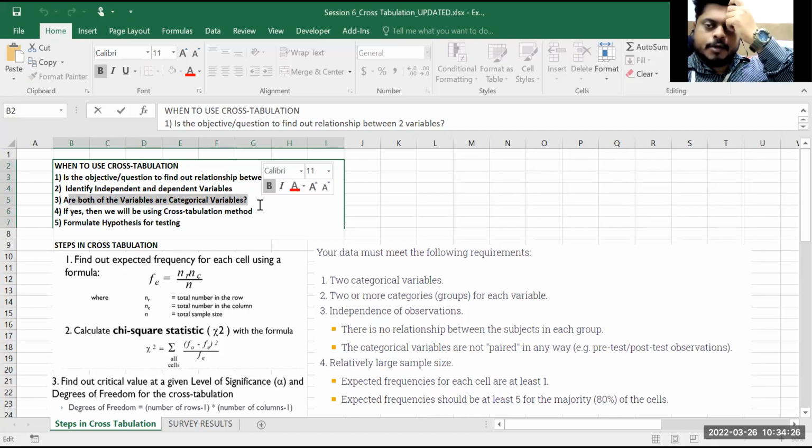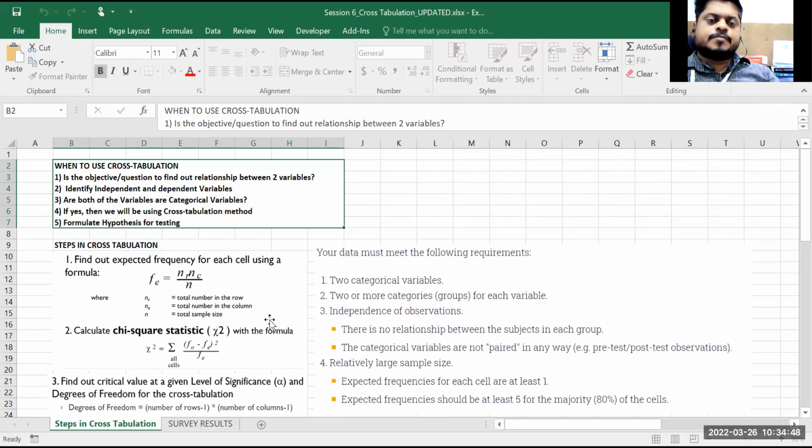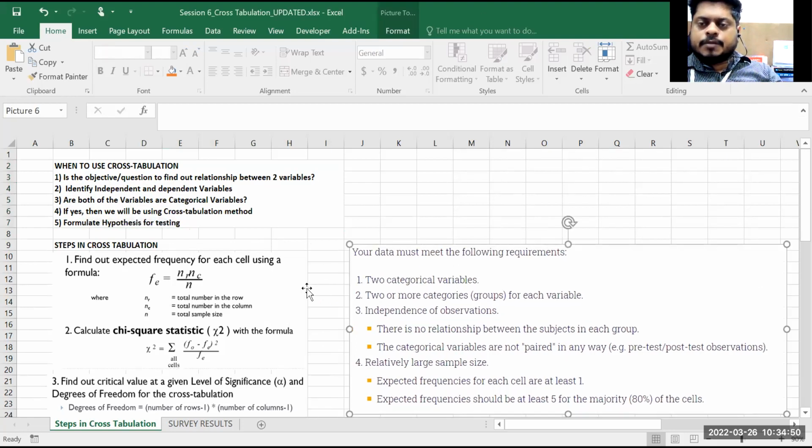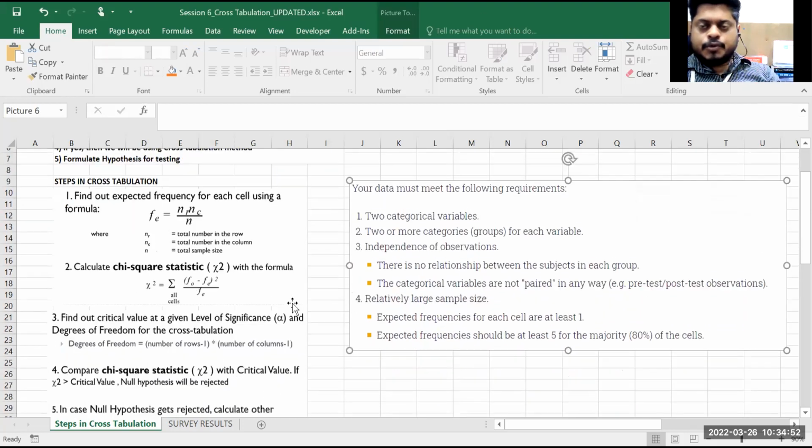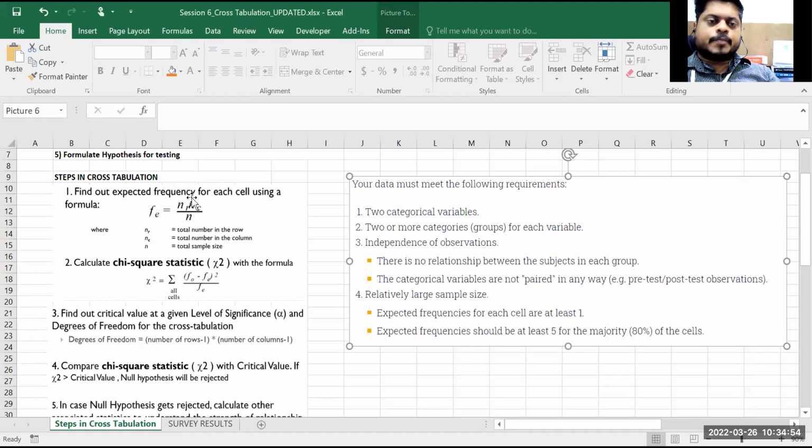So to answer what Aliba was asking, in case I find out that one variable is categorical and the other variable is metric, still cross tabulation is possible, but I have to transform. Whichever is the metric variable, I have to transform that into a categorical variable. If yes, then we'll be using the cross tabulation method, formulate hypothesis, then write down your hypothesis, carry out hypothesis testing, right? So this is something again, we have to do a little bit manually.